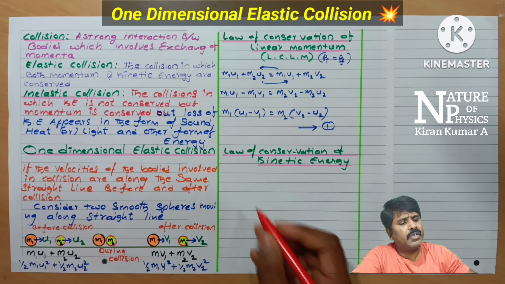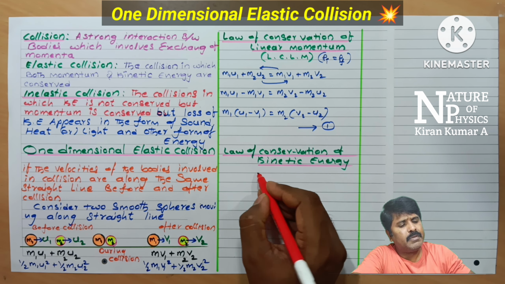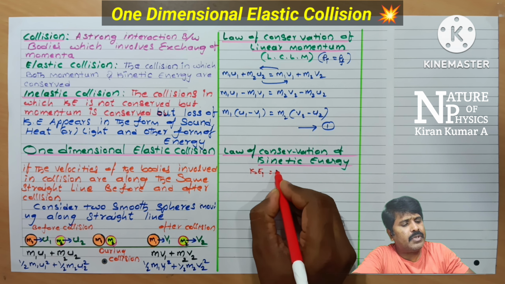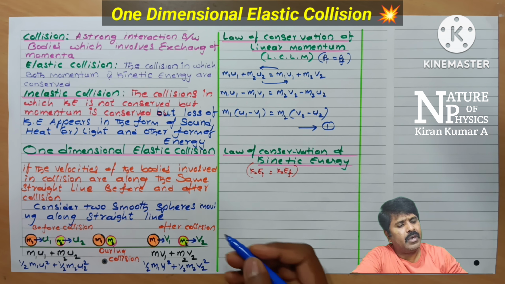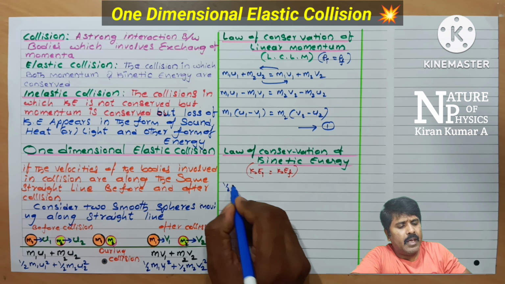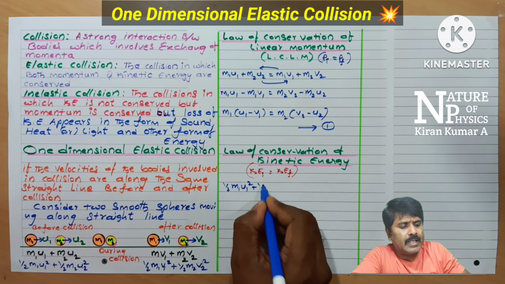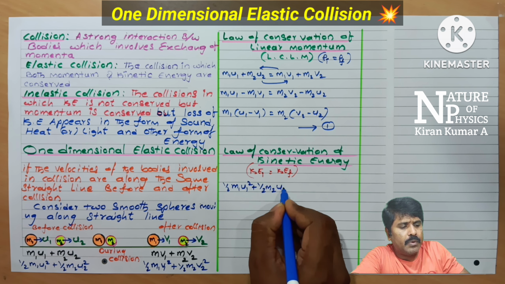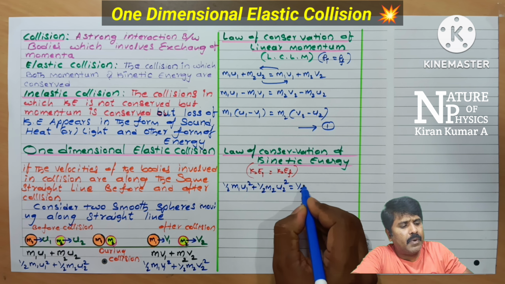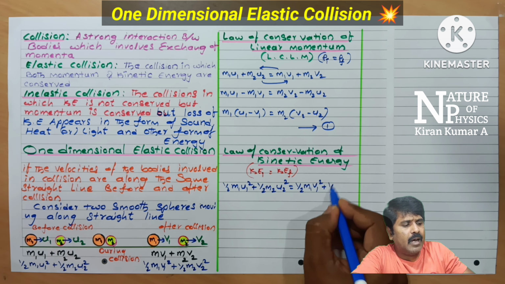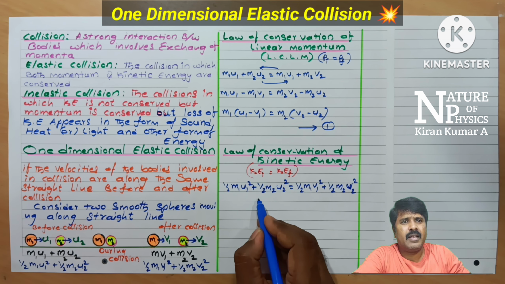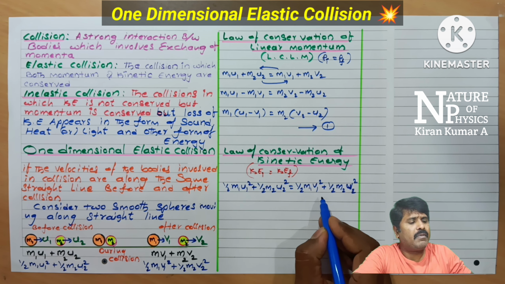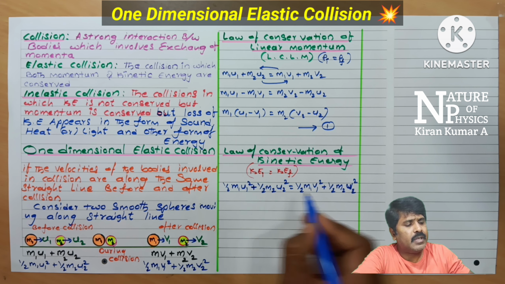Continuing with the law of conservation of kinetic energy, before the collision kinetic energy is equal to after the collision kinetic energy. So the derivation: half m1 u1 square plus half m2 u2 square is equal to half m1 v1 square plus half m2 v2 square. Before the collision the kinetic energy of the two bodies is equal to after the collision kinetic energy of the two bodies, with the addition there.